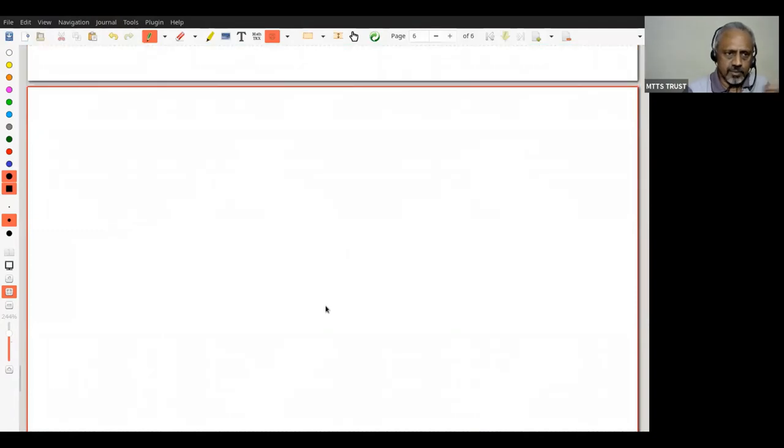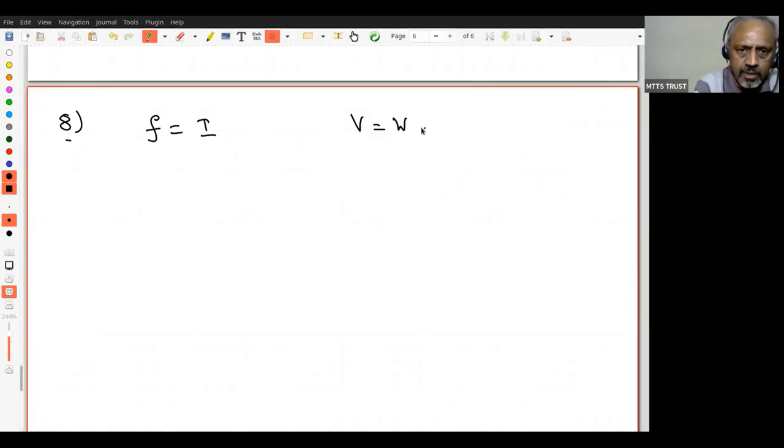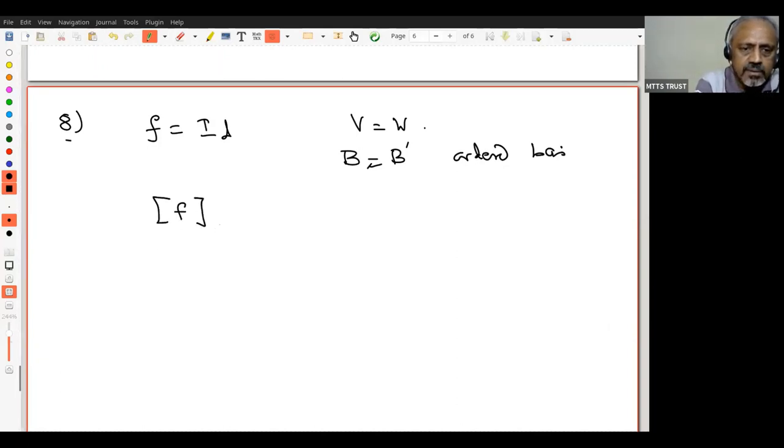Okay, right. So before I stop, let me look at one more example. Yeah. Now suppose F is the identity matrix, V equal to W are equal, and F is the identity. Okay. Now fix any ordered basis B for the domain and the codomain, the same basis B equal to B dash, and F is identity. I want to know what is the matrix of identity.